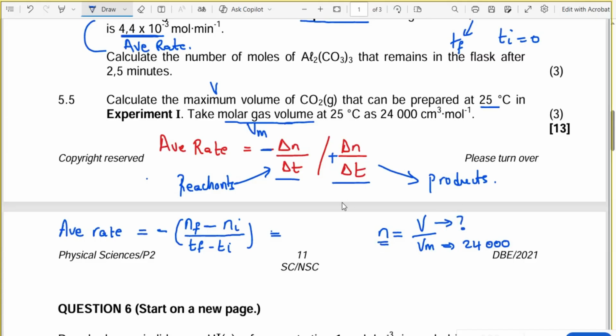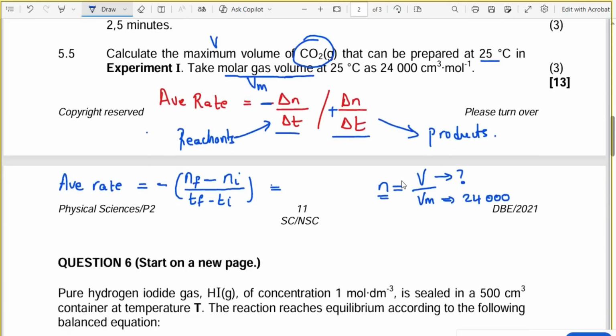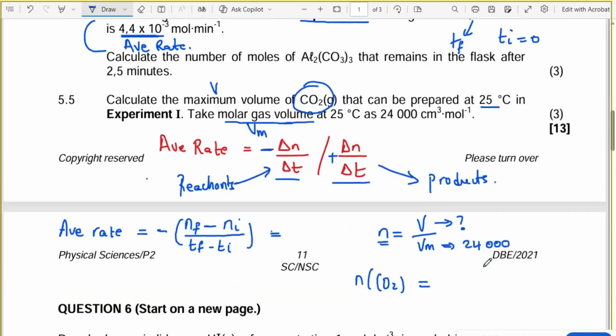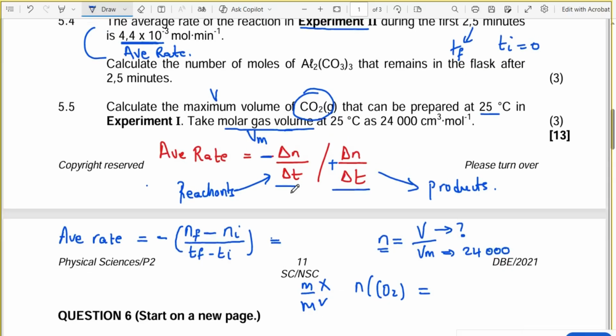The volume is what we are looking for, but we can calculate the number of moles of CO2. That's what you need to do first: the number of moles of CO2. We're going to use a formula. I'm going to use the mole ratio because I don't have the mass. I could use m over M and find the molar mass, but the mass is not given. So you just have to use the mole ratio.